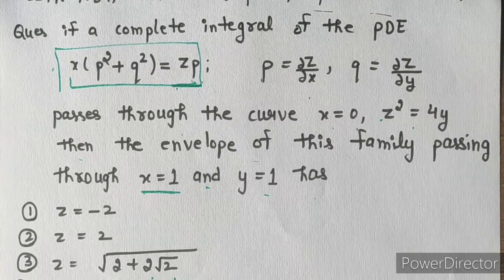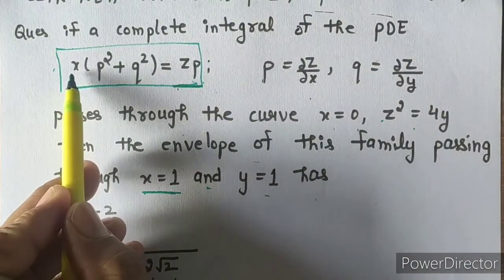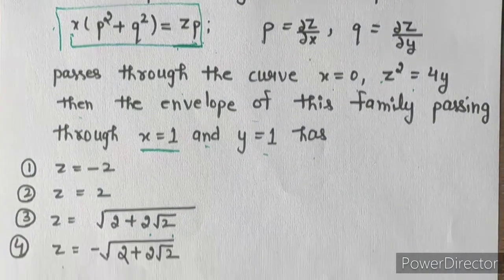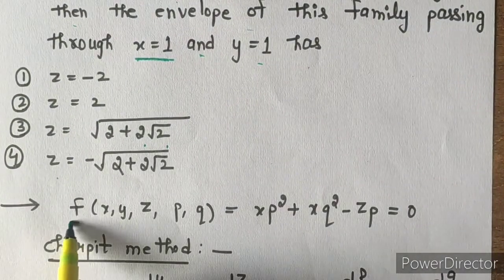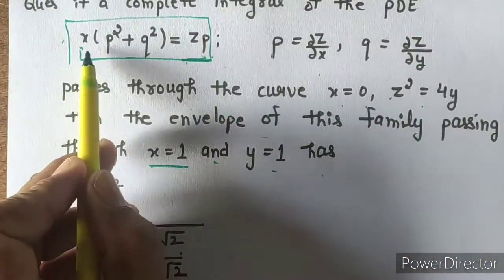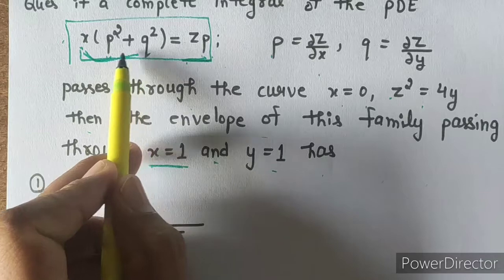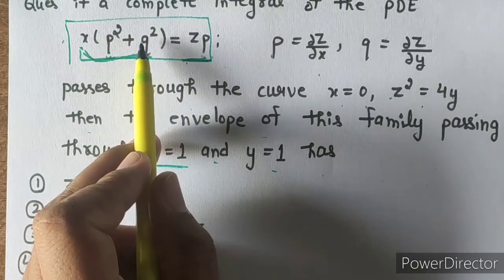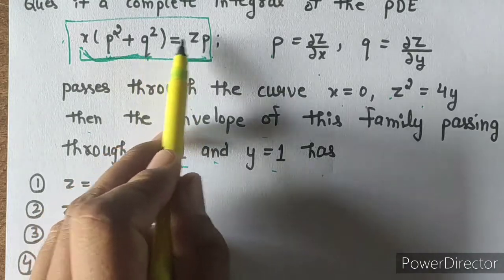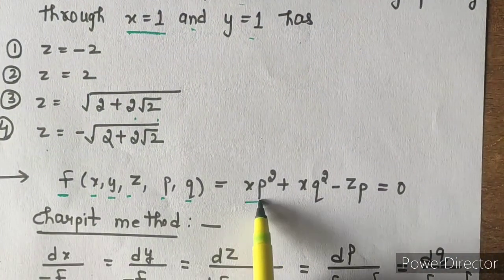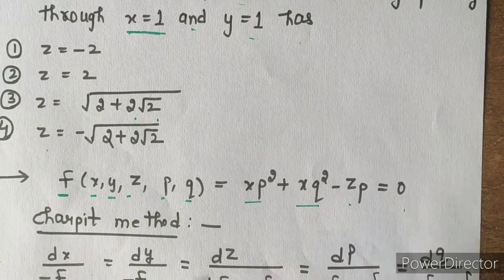The equation contains the variables x, y, z, p and q. The function f of x, y, z, p, q, if we multiply this inside the bracket, is xp² + xq², then taking everything on the left hand side, minus zp equal to 0. So xp² + xq² − zp = 0.